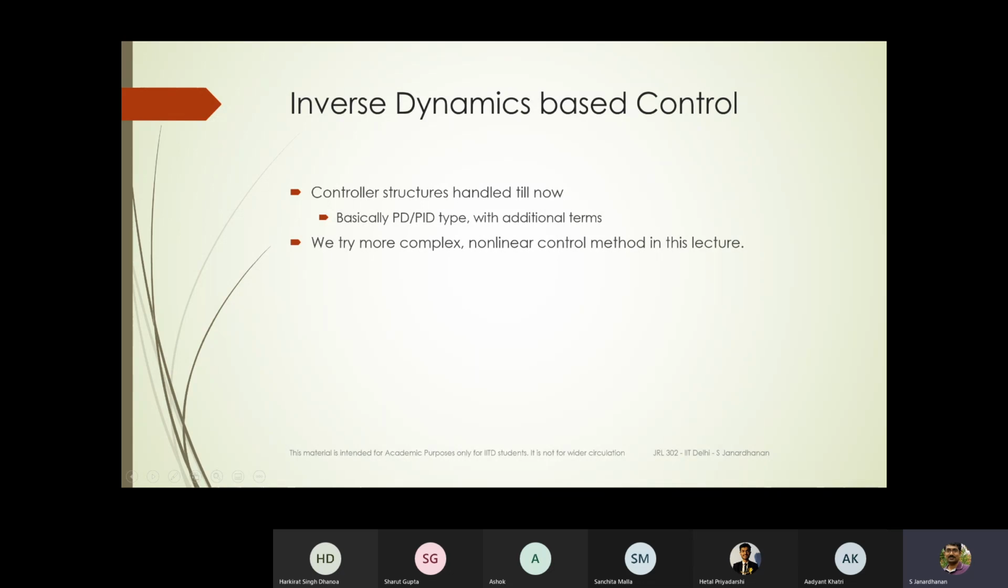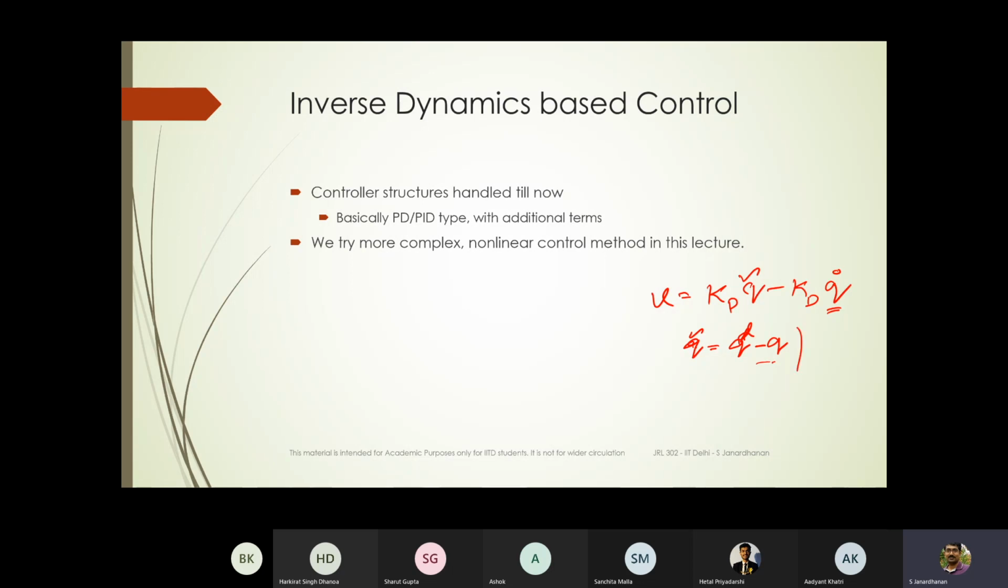And in the last class we had talked about the multivariable PD controller. That is, your control U as such was Kp times the error in the joint variable minus Kd times the time derivative of the joint variable, or the joint velocity. So this Q tilde was the desired joint variable Qd minus the actual joint variable Q.